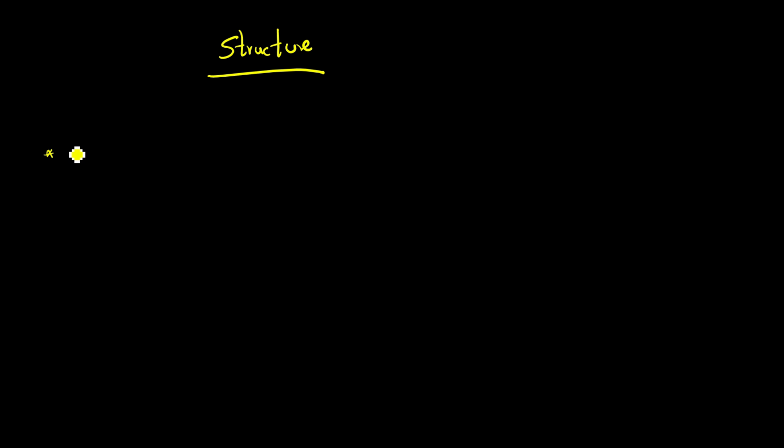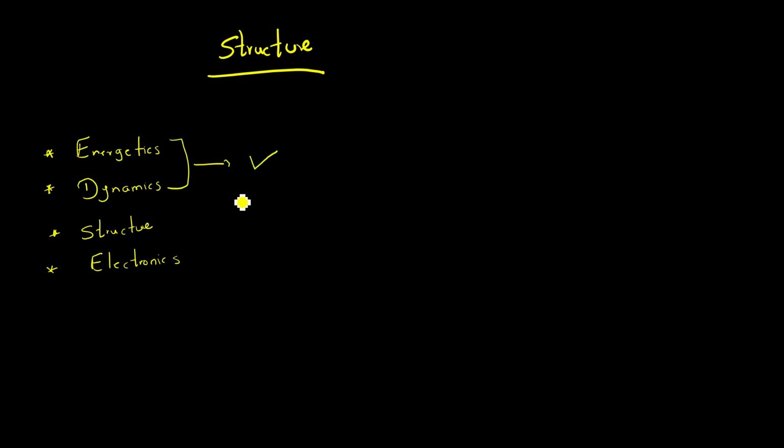We have identified 4 factors which we need to be concerned of. First thing is the thermodynamic aspect of the particular reaction, or we can call it simply energetics. And then we have talked about the dynamic aspect of the reaction. Now in this video we are going to focus around the structure, and finally there's an effect from the electronics. Now these two, energetics and the dynamics, we have discussed.